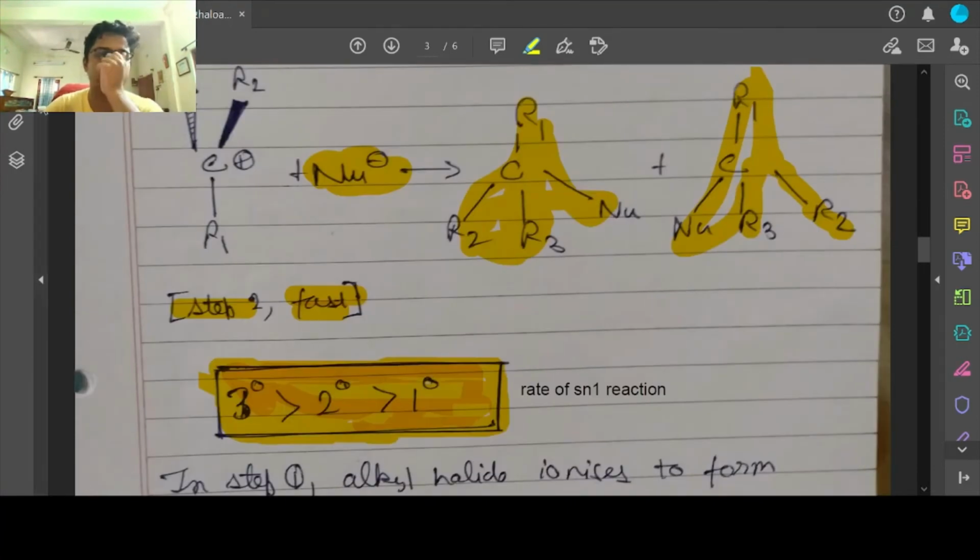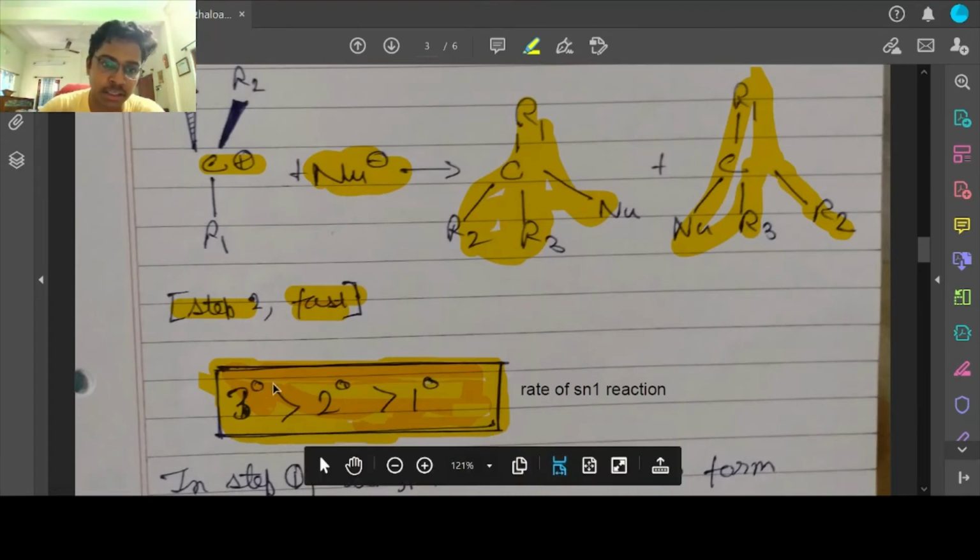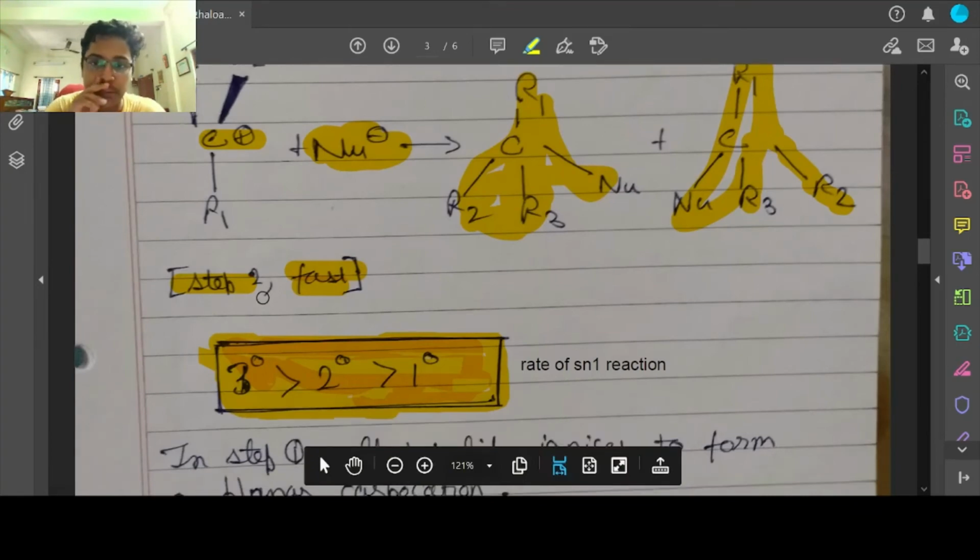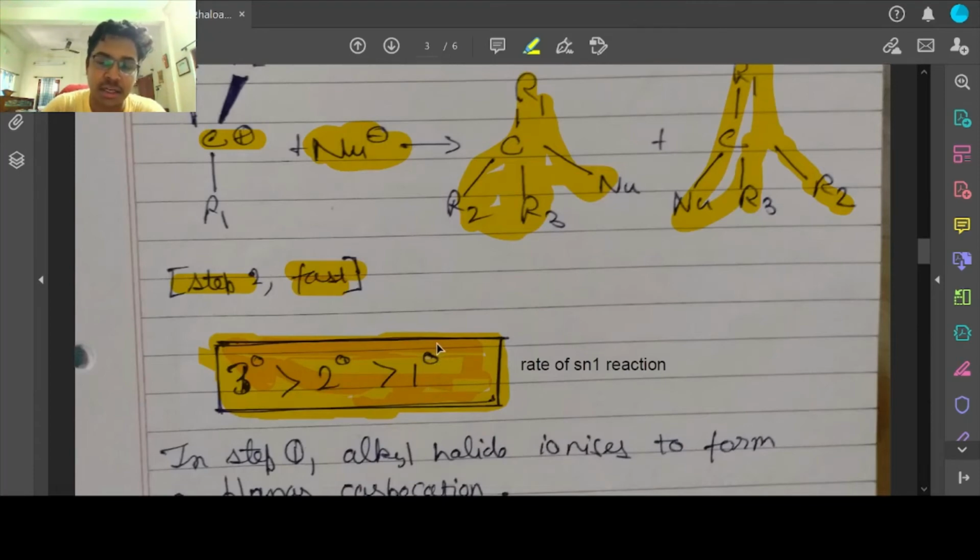If you don't know what a carbocation is, this is a carbocation. Carbon has a positive charge, and any species which has a positive charge is termed a cation. So this is a carbon cation, carbocation. The 3 degree carbocation undergoes SN1 reaction very fast, 2 degree relatively less, and 1 degree carbocation is very slow. So the rate of reaction is 3 degree greater than 2 degree greater than 1 degree carbocation.